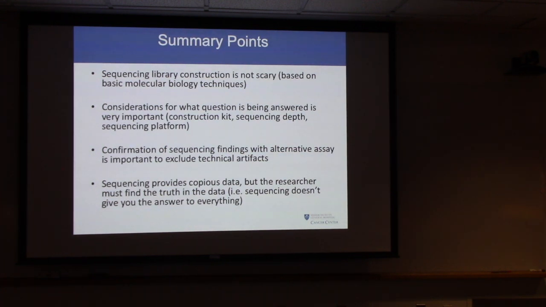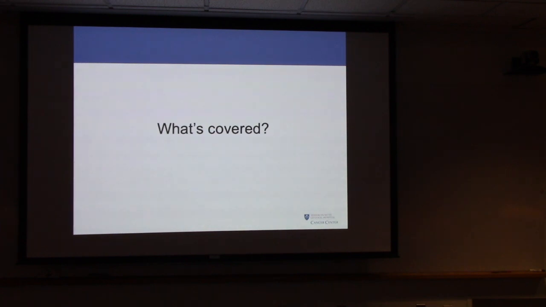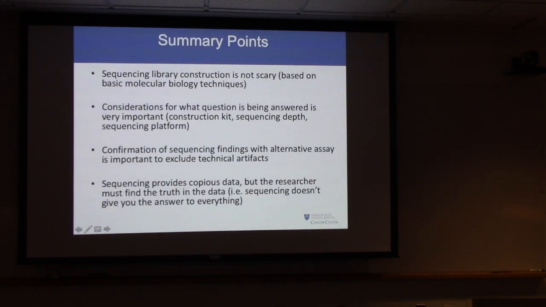The other thing I tell people is you need to confirm sequencing findings with some kind of alternative assays to exclude technical artifacts. I think this is something that is not universally done, but with people's history of having some publications have difficulty because no one can replicate, this is an important thing.